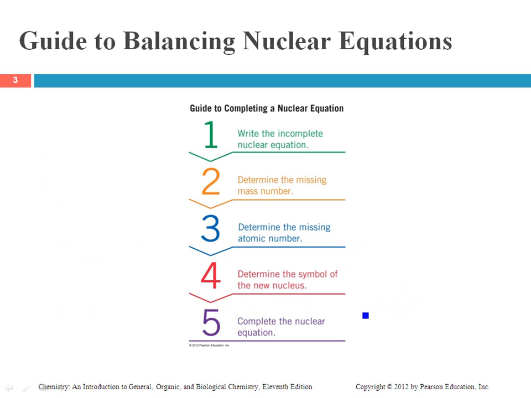If we're given an incomplete nuclear equation, first we have to write it out as incomplete. You can put a question mark or a blank, whatever we're trying to find. Then you determine the missing mass number. Then determine the missing atomic number. And from that atomic number, since that's the identity of an atom or nucleus, you can look at your periodic table and you can determine the symbol.